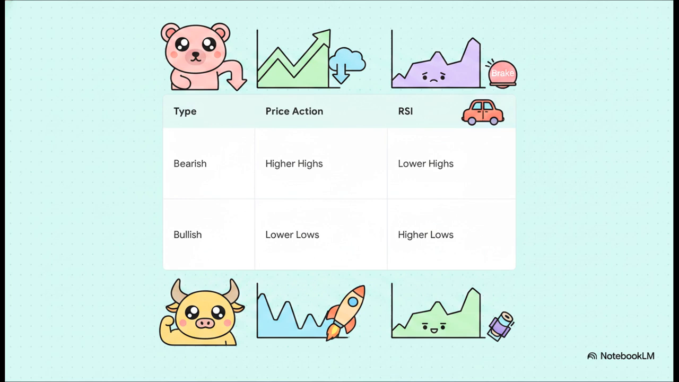Now, bullish divergence is the exact opposite. The market is in a downtrend, price is making lower lows, but your RSI is suddenly making higher lows. The sellers are exhausted, they're hitting the brakes, and a potential move up is probably right around the corner.